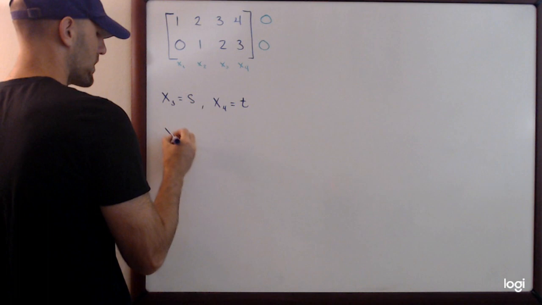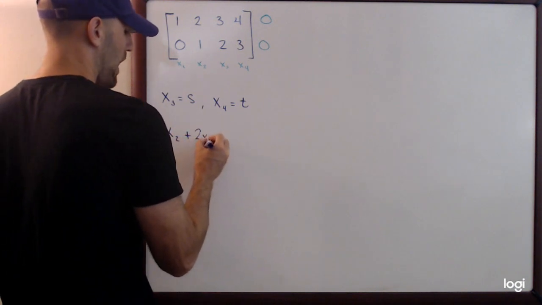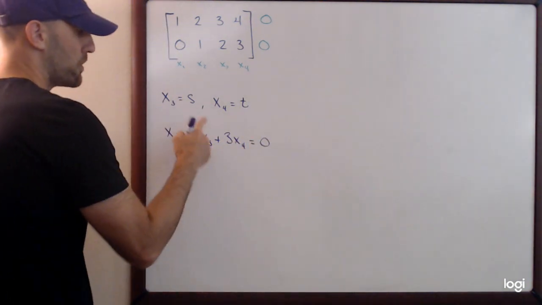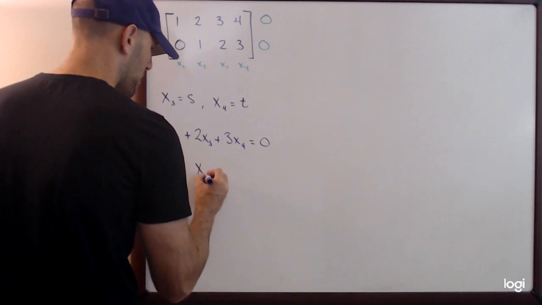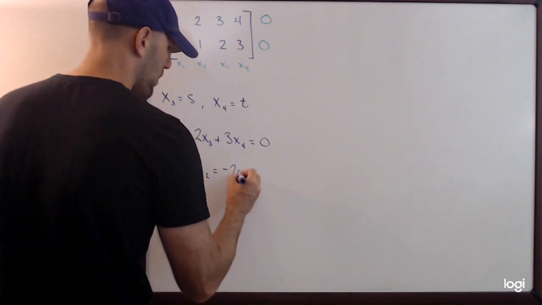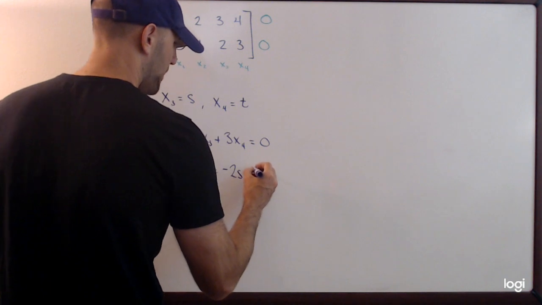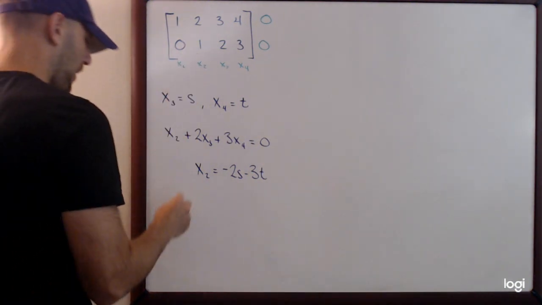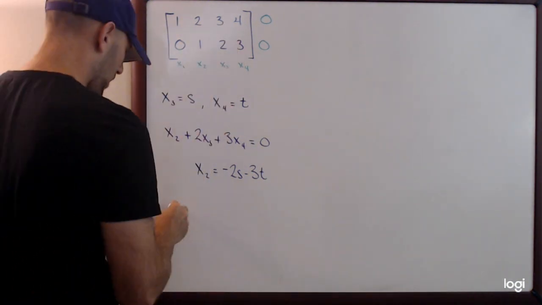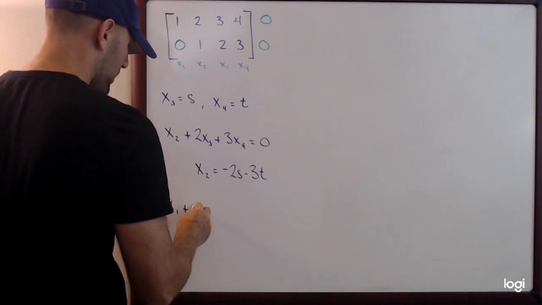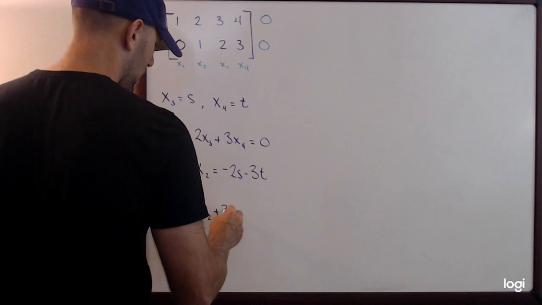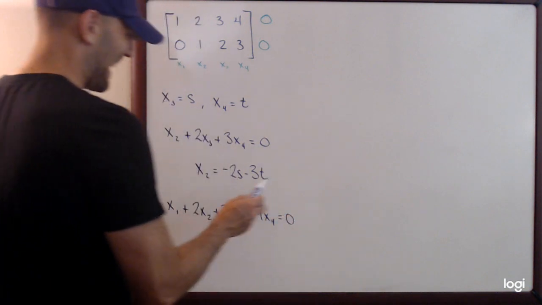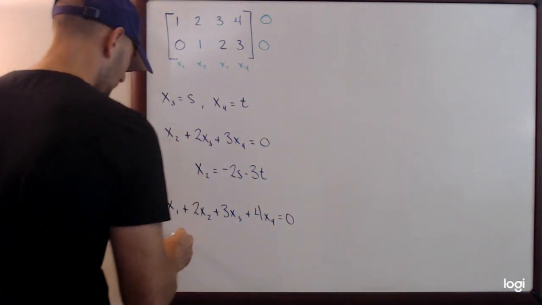Second row here reads x2 plus 2x3 plus 3x4 equals 0. Substituting in s and t for x3 and x4 gives me x2 is equal to negative 2s minus 3t. Okay. My first equation, going up to my top row, reads x1 plus 2x2 plus 3x3 plus 4x4 equals 0. Again, I have substitutions for x2, x3, and x4.